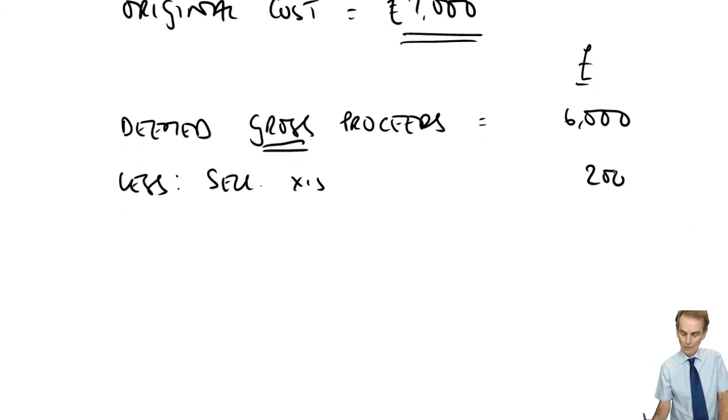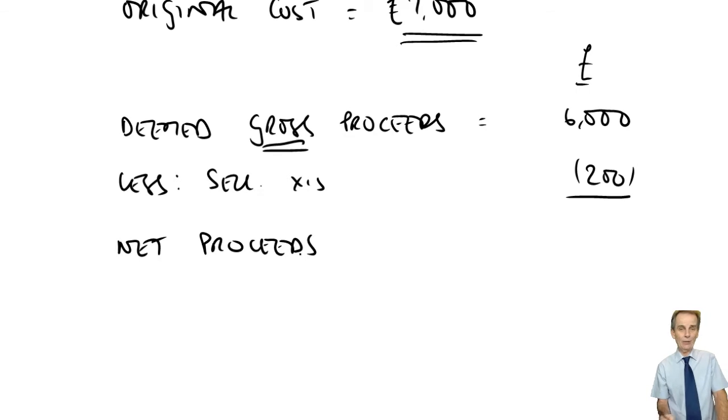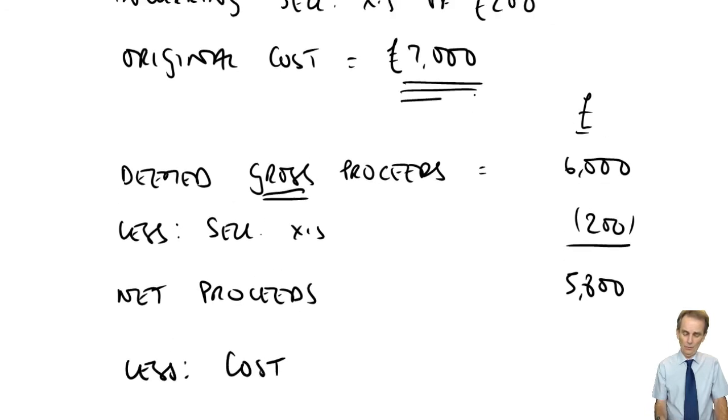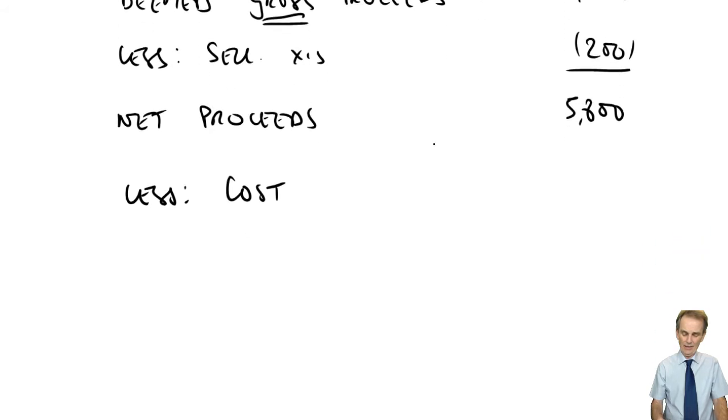Take that away. Thus giving us, again, with an objective testing question, you wouldn't be writing this out in detail. They're only interested in you coming up with the right answer. So net proceeds, 5,800. Therefore, less, what was our original cost? What did we buy it for? We can see there, £7,000.